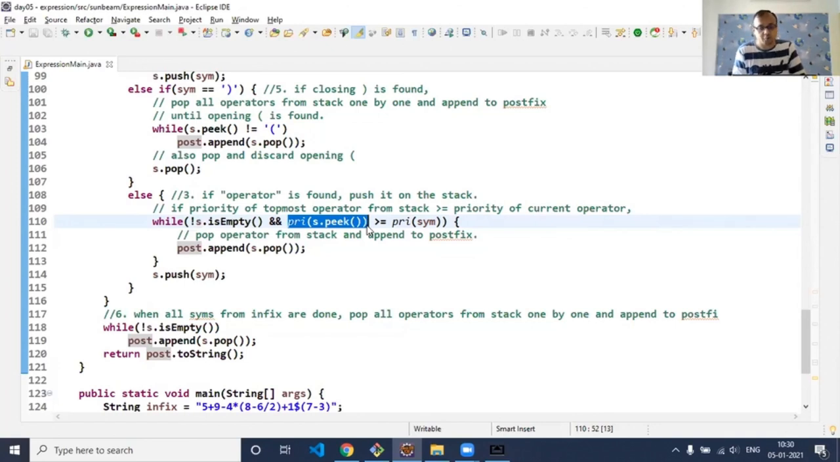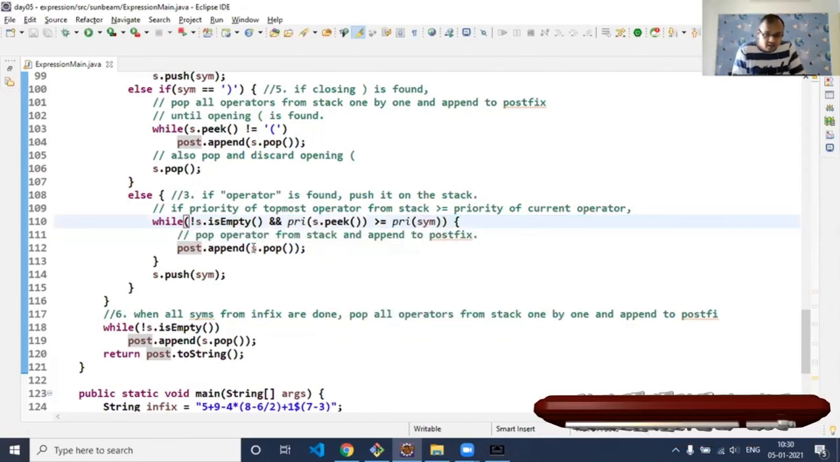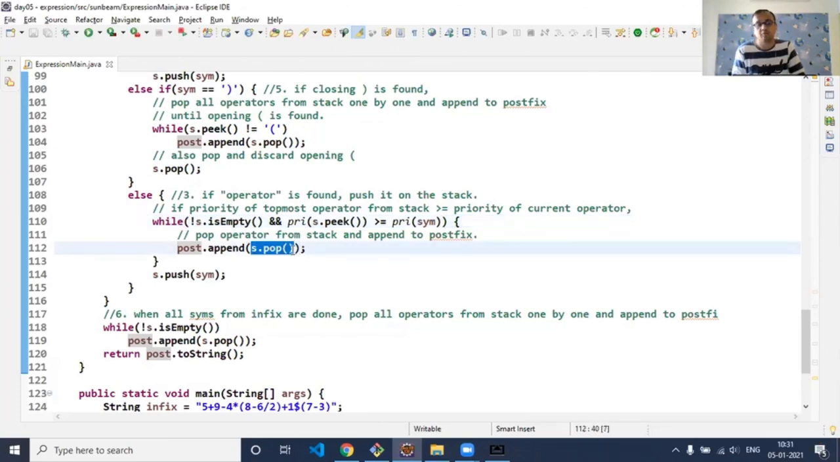And get the priority of the topmost. If it is greater than or equal to the priority of the current symbol, then pop that particular symbol from the stack and append it into the postfix. I hope this is clear. So that is the operator condition. Mohan, I guess I have explained the operator condition. This is the condition that we had written there. Correct? And Saurabh, this is line number 110. No problem. And then you just continue further.